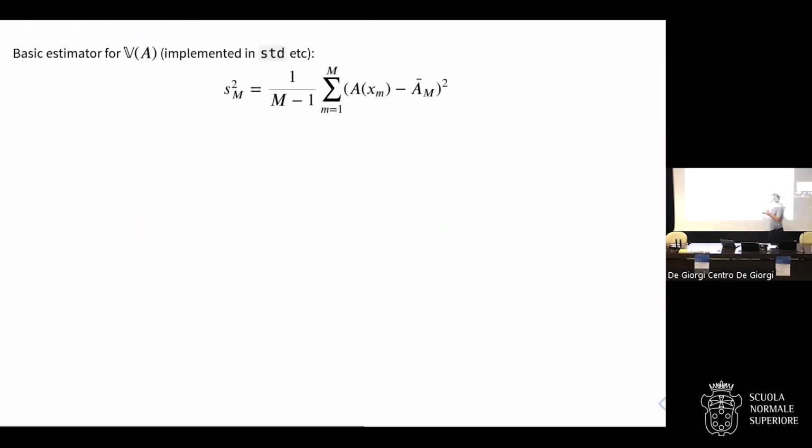Again, we can just use some ideas from statistics. We can estimate our standard deviation. This is actually already the variance, which is the standard deviation squared. So this is an unbiased estimator of the variance, and it looks like what you've all seen.